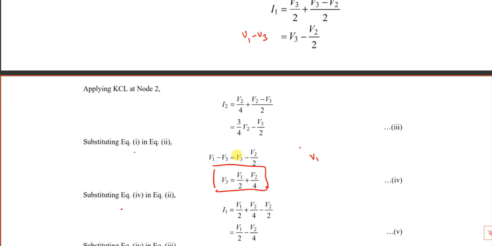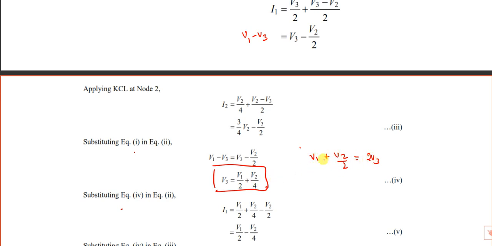V1, I will bring this one to the left side. V2 by 2 is equal to this V3. If I bring it to the right side, it becomes plus. So V3 plus V3 is 2V3. So V3 is equal to V1 by 2, V2 by 4.